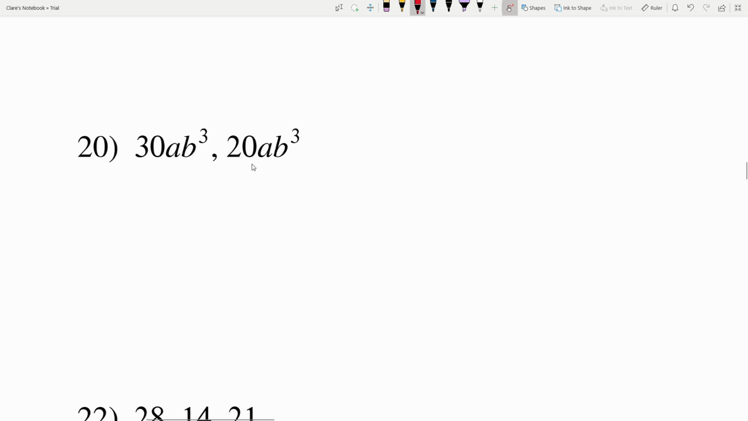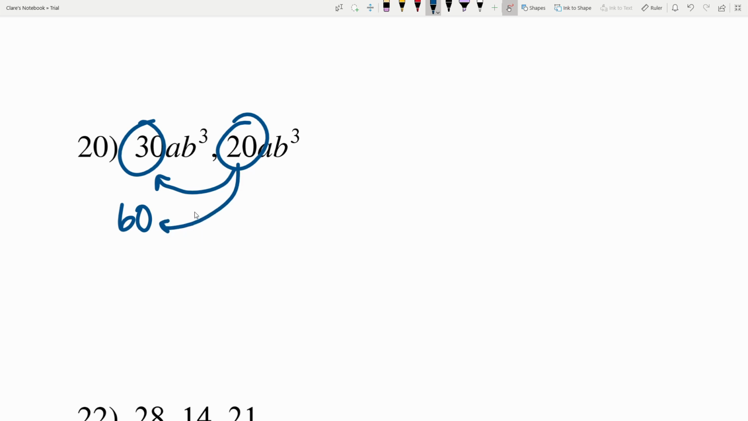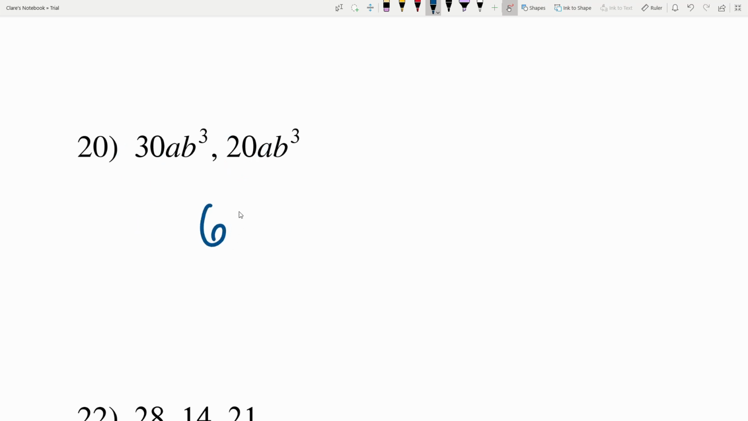In number 20, I have 30ab cubed and 20ab cubed. Among my coefficients, I've already dealt with 30 and 20 on the first page of this worksheet. But let's double check. 20 does not go into 30, but 20 goes into 30 times 2, which is 60. 20 times 3 is 60, and 30 times 2 is 60. So 60 is my LCM among my coefficients.